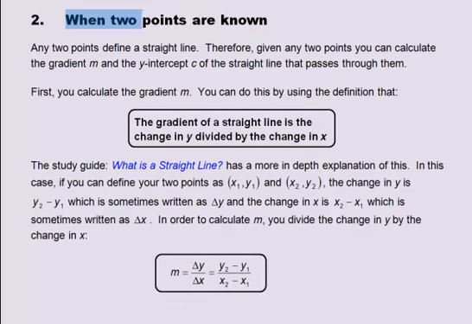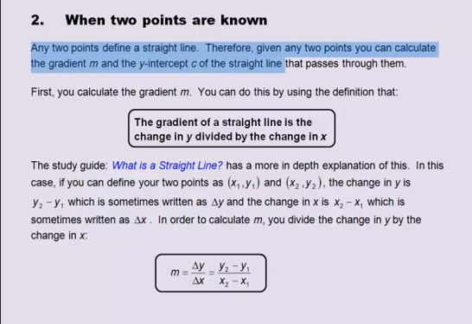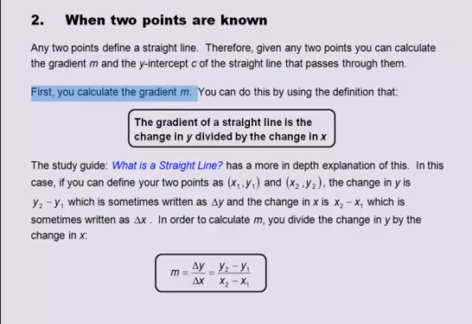2. When two points are known. Any 2 points define a straight line. Therefore, given any 2 points, you can calculate the gradient m and the y-intercept c of the straight line that passes through them. First, you calculate the gradient m. You can do this by using the definition that the gradient of a straight line is the change in y divided by the change in x. The study guide, What is a straight line, has a more in-depth explanation of this.